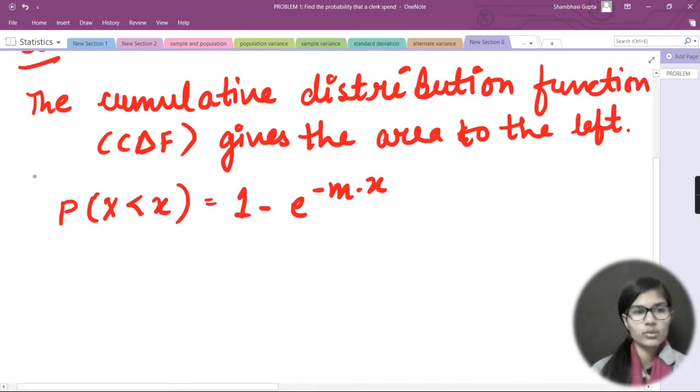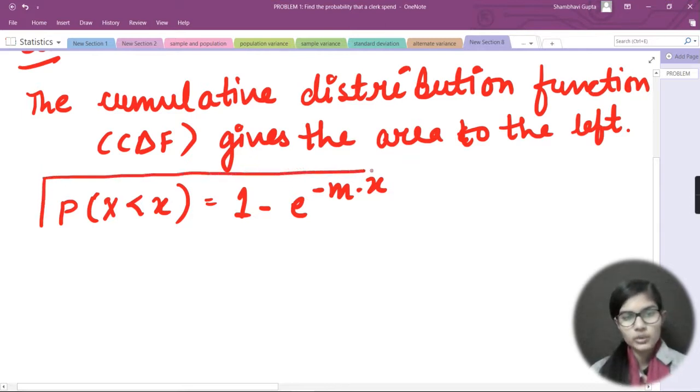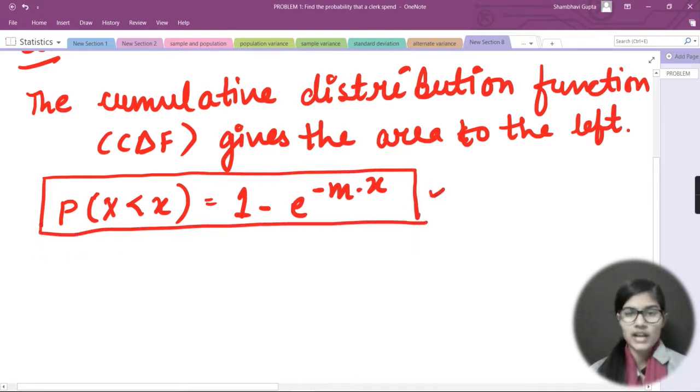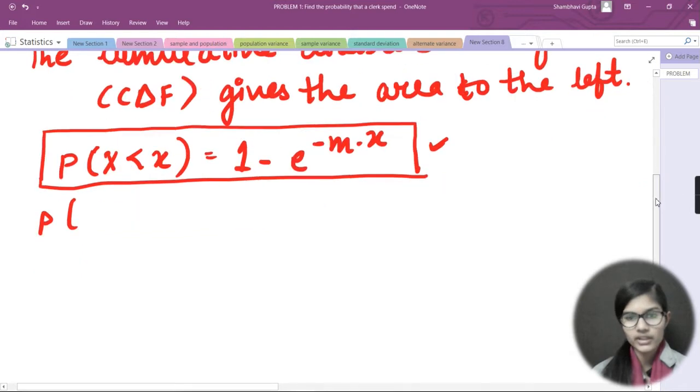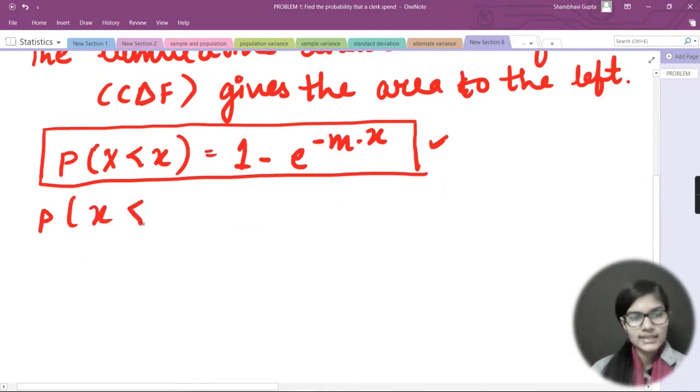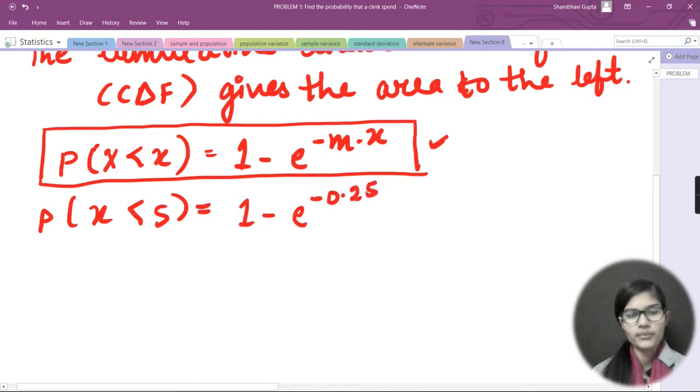You can take note of this formula too, as it is one more formula needed here. Now I first need to find the probability of x less than 5. So I put the values in this formula: 1 minus e to the power minus 0.25 into 5, which I just wrote here.